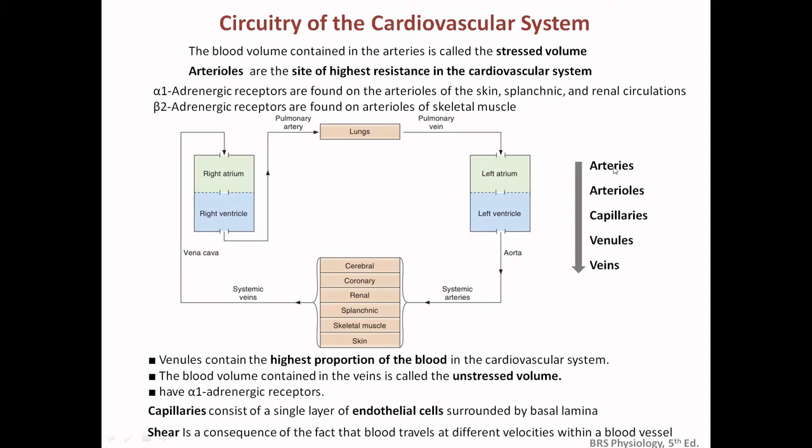And in a blood vessel, the various layers of the blood move at different speeds or velocities. The layer of the blood that is close to the wall of the artery is the slowest, and the layer at the center of the lumen is the fastest. That is because of the shear force: close to the wall, the blood velocity is less.